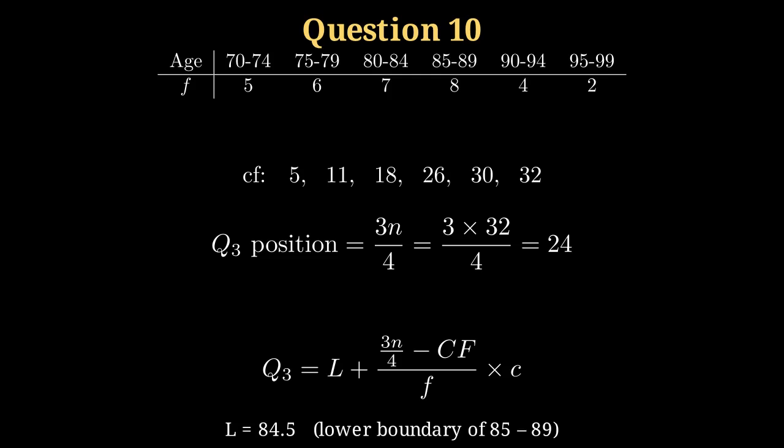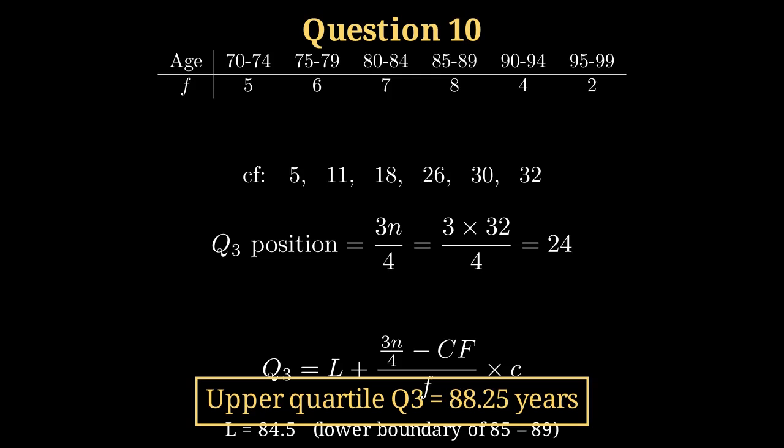24 minus 18 is 6. 6 over 8 times 5 is 3.75. So Q3 is 84.5 plus 3.75. Adding those gives 88.25. So the upper quartile age is 88.25 years. Well done. That's question 10 complete.